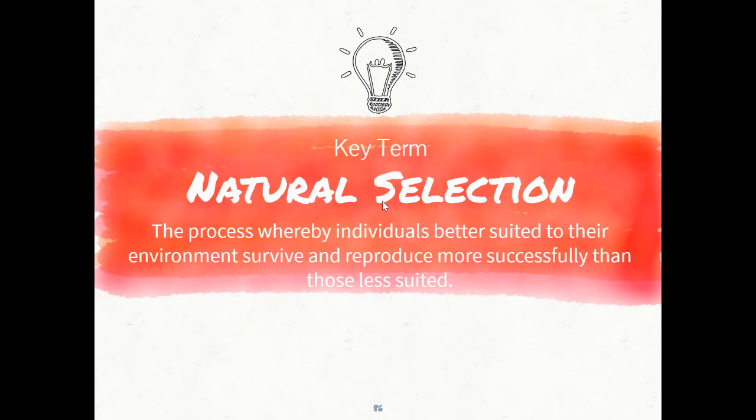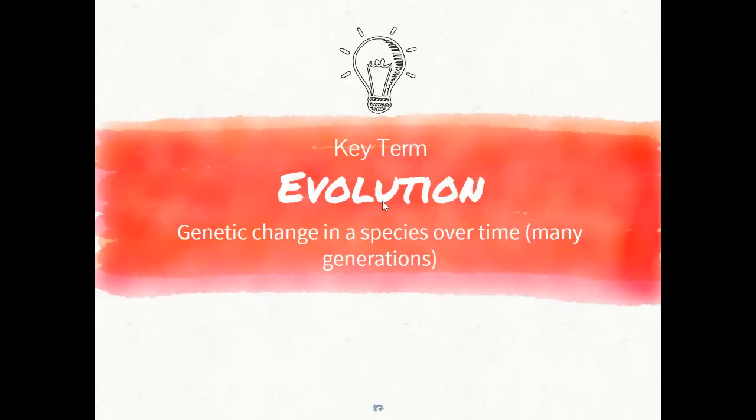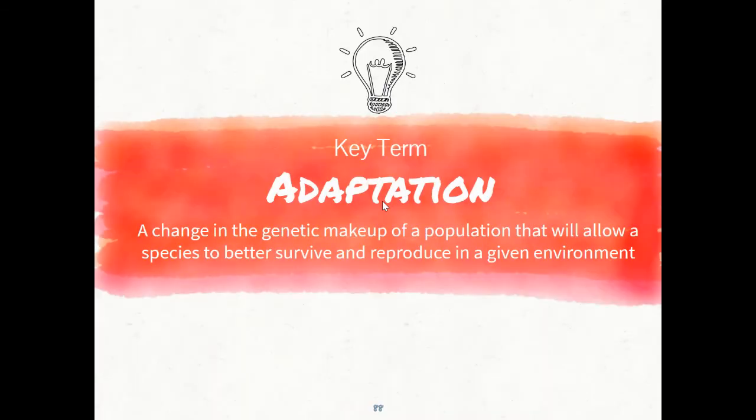Natural selection is the process whereby individuals that are suited to their environment survive and reproduce more successfully than those less suited. Key term, evolution, is the genetic change in a species over time over many generations. Adaptation is a change in the genetic makeup of a population that will allow a species to better survive and reproduce in a given environment.